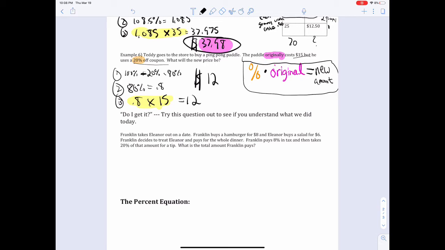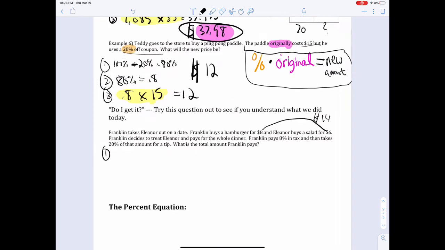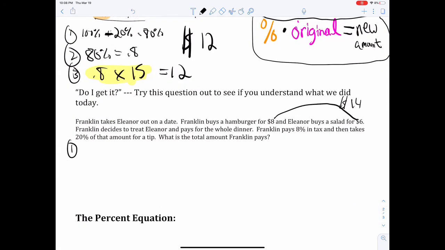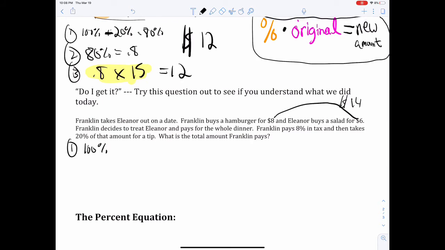So, well, if you just look at the food is going to be $14. Now, can Franklin get off that easy? No, he's still going to have to pay a tax and tip. So that's our kind of original amount here. We're going to do percent times original equals new amount. So we got to find this new percent first. So 100% plus the 8% for tax will be 108%. 108% equals 1.08 as a decimal. Then we'll do 1.08 times 14.